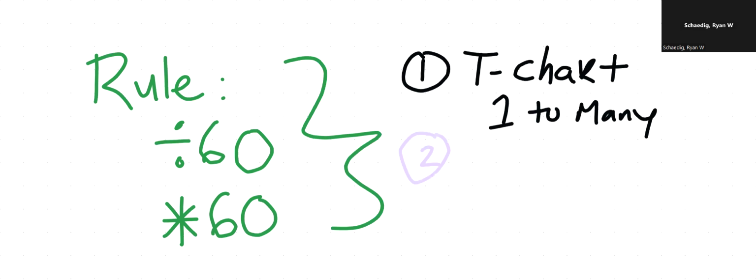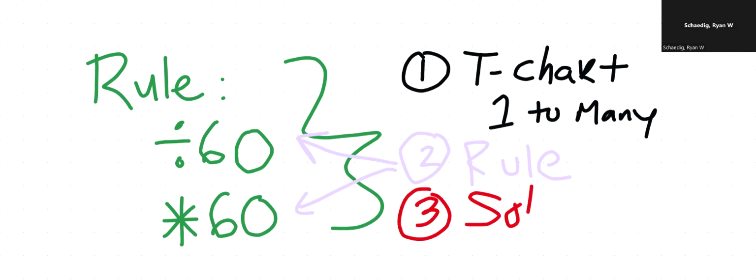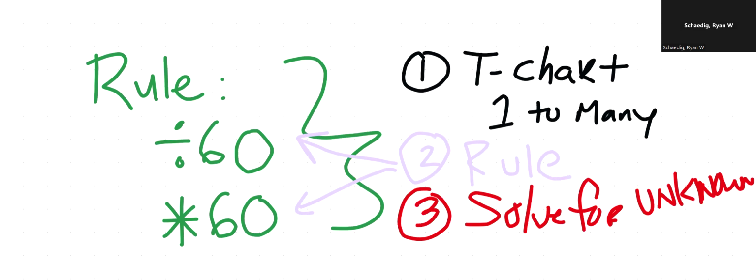Two, we find our rule. Well, guess what? We already know it's either going to be divided by 60 or times 60 with time. That's the cool part. Even though it's base 60, our rule is going to be one of those two. It won't be any different than that. So that's a bonus. And then three, we just solve for the unknown. And the unknown will show up in our T-chart.